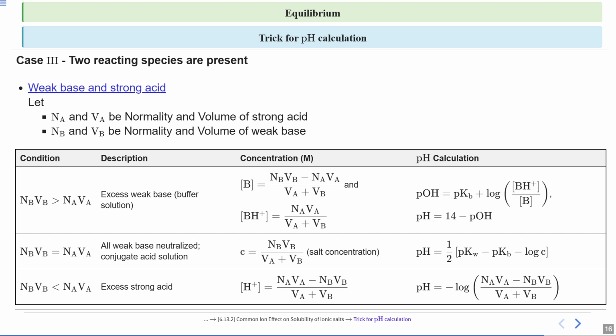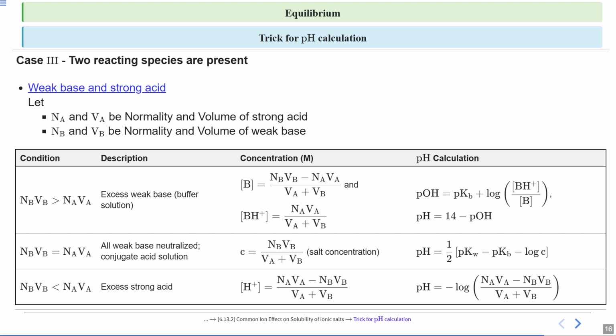How do we calculate the excess base concentration now? That would be (NbVb minus NaVa) by (Va plus Vb), right? Further, what will be the BH plus concentration? It will be NaVa by (Va plus Vb). So this is the conjugate acid concentration or the salt's concentration. To calculate the pOH, we will simply take pKb plus log [BH+]/[B]. So this is the Henderson-Hasselbalch equation, and further we will subtract it from 14 to get your pH. So this was your pOH and this is your pH.